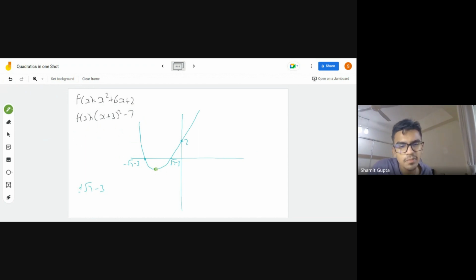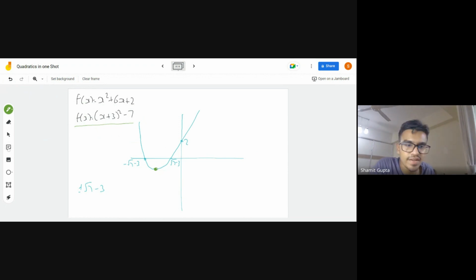Notice this point is actually the minimum point in the graph. Every other point is above this. This point is the minimum point in this graph. We have the function. We just have to find the range of this function. Okay, what do you think is the lowest value this function can have?